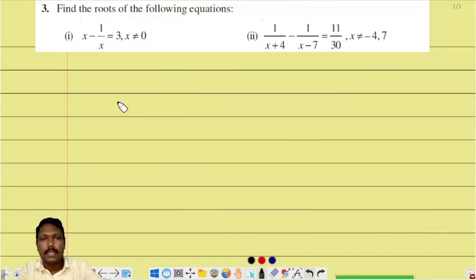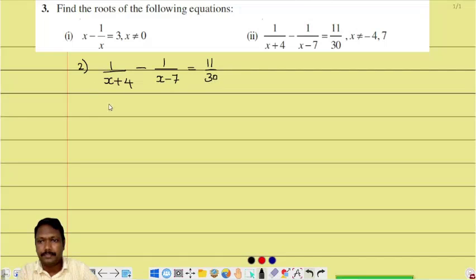Now let us move to the second question. What is the second question? Second question: 1 divided by (x plus 4) minus 1 divided by (x minus 7) is equal to 11 divided by 30. 11 by 30. Cross multiply this.